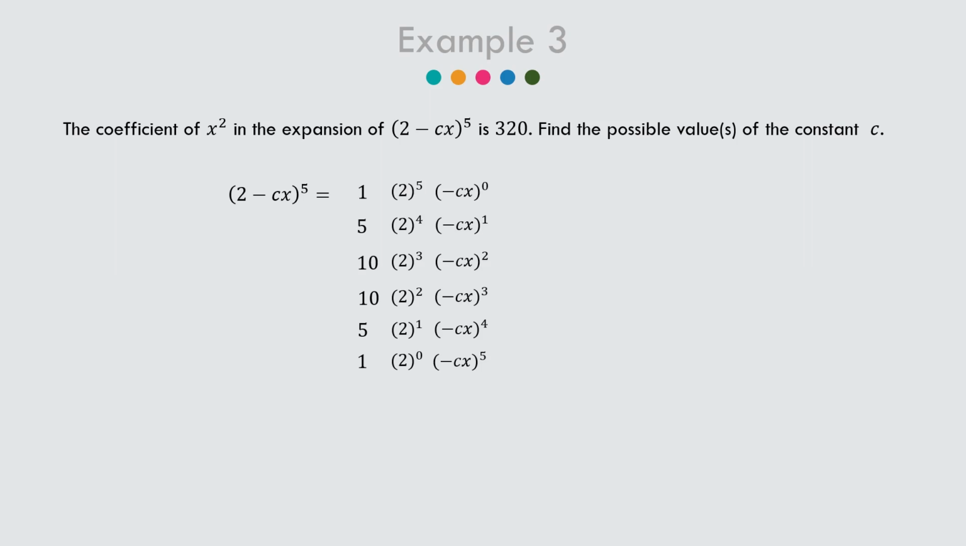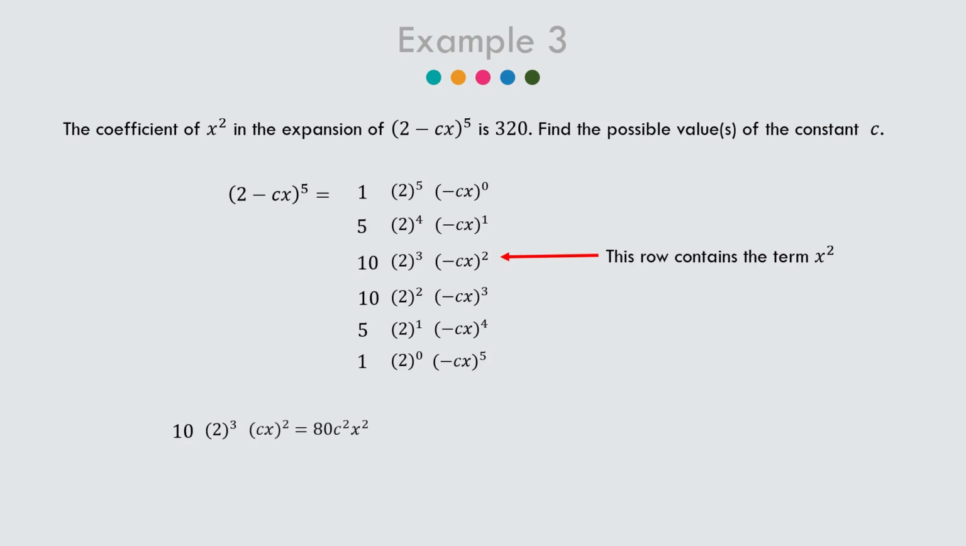The question tells us that the coefficient of x squared is 320, so we only need to work with the row that contains the x squared. With more practice, you will be able to identify the row or the rows to work with without having to write out all the other ones. But for now, writing them out should help you to see what to do more clearly. Okay, so let's multiply out the row that contains the x squared.